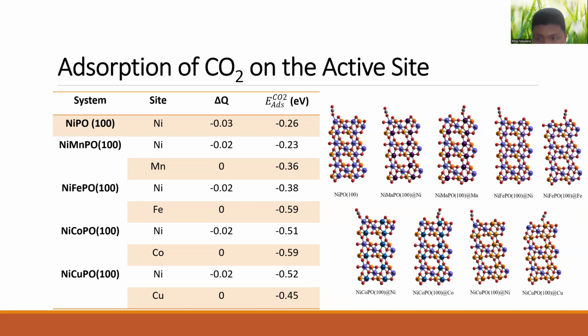For the nickel metal phosphate surfaces, the adsorption energy was calculated at both nickel and transition metal sites. However, the difference in adsorption energy between these two sites is minimal, suggesting that carbon dioxide can adsorb equally well on both nickel and transition metal sites. As a result, the CO2RR process is likely to proceed at all available sites, regardless of whether the site is nickel or an alloyed transition metal.